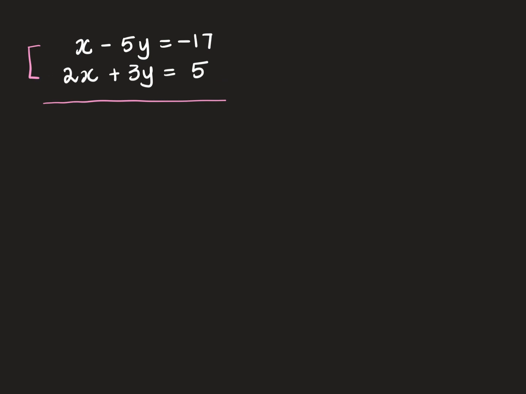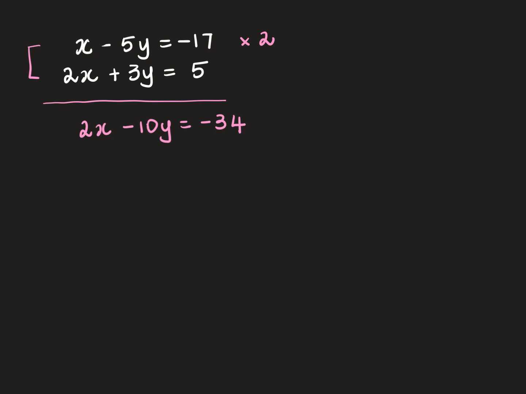But I do have a look at this, and I can say, well, I've got 1x here and 2x there. If both of those were 2x, then I would be able to eliminate the x's. Watch what I'm going to do. Get rid of these arrows first. I'm going to take my first equation and multiply it by 2. That will make 2x minus 10y equals negative 17 times 2. That gives me negative 34.